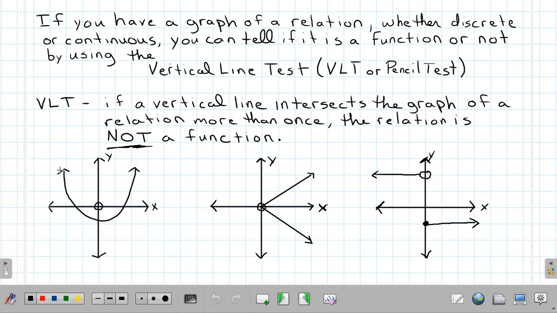Well, let's look at this first graph here. If we graph this relation, and in this case you can see it's a continuous relation, can we tell if it is a function or not? Well, let's draw a vertical line right here. We only cross the graph one time, okay? What happens if I draw a vertical line right here? We only cross the graph one time. What about right here? One time. Okay. So if we think of this vertical line as moving, and it only crosses the graph at one point every single time, that means it is a function. So this is actually a function.